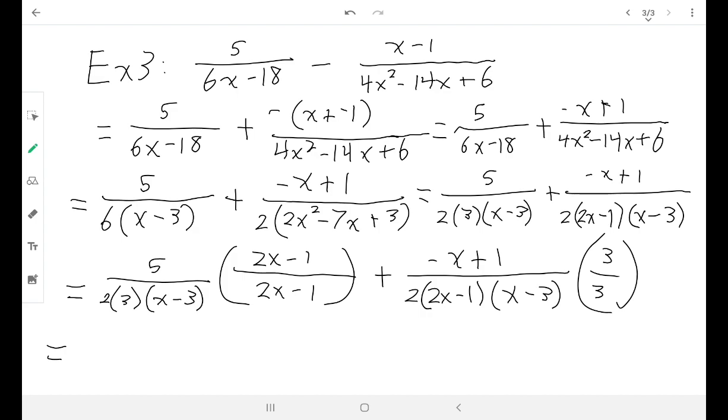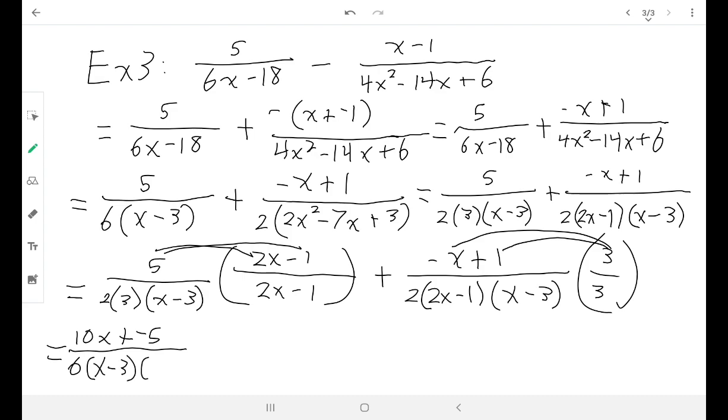And for purposes of saving a little bit of space here, I'm going to distribute and distribute so that on the top here I get 10x, let's call it plus negative 5, over 2 times 3, let me now put that together and call it 6 times x minus 3 times 2x minus 1, plus negative 3x plus 3 over 2 times 3 again, which I'll call 6, times x minus 3 times 2x minus 1. And you see that I've got the same thing in the denominator for both.